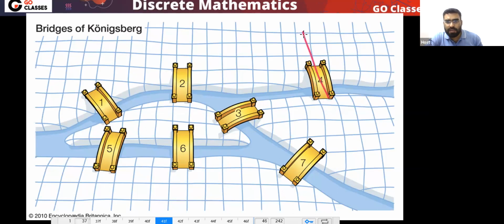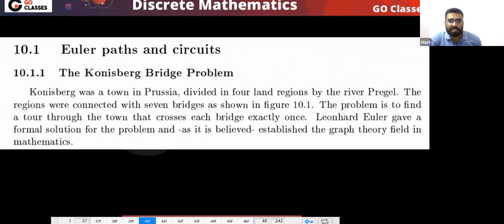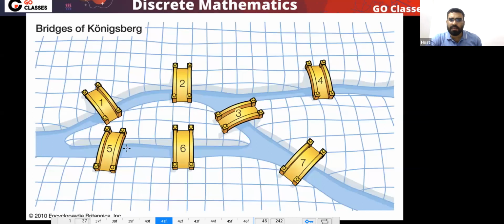You have to cross every bridge exactly once, not more than one, not less than one. So this was the problem, and mathematicians could not answer it. So tell me, what is your obvious solution? Which solution will you give? The most obvious solution, if you were there at that time, is that you will check all the possibilities. But mathematicians don't do that.